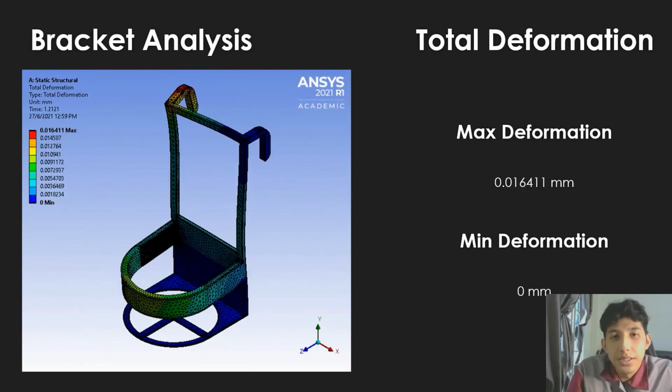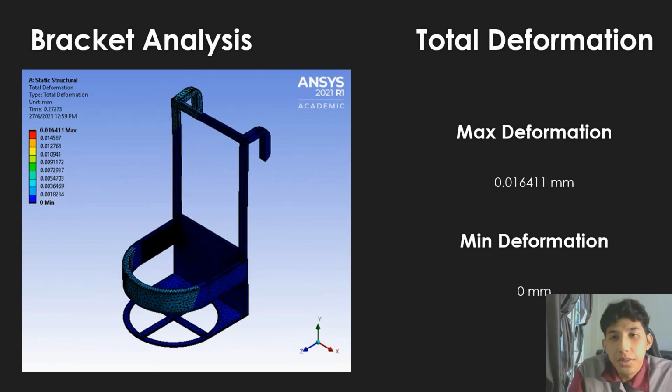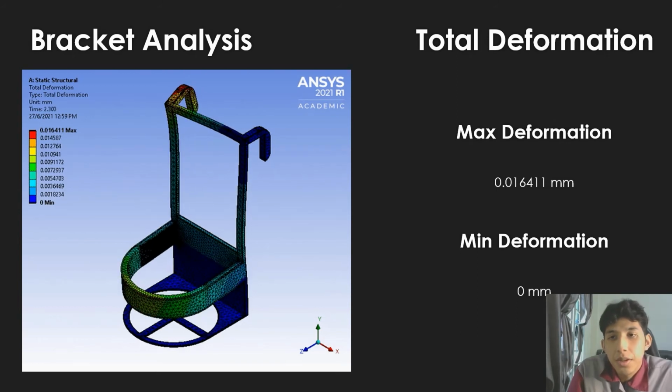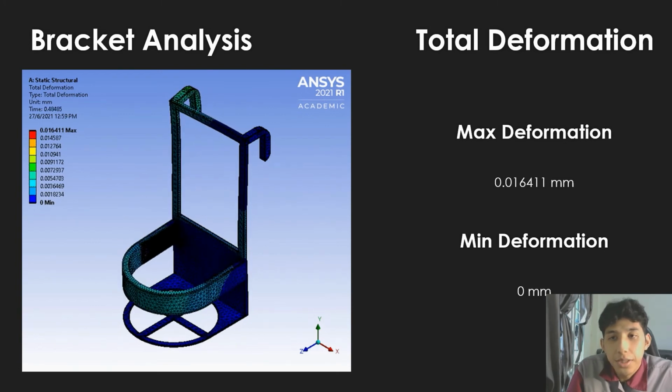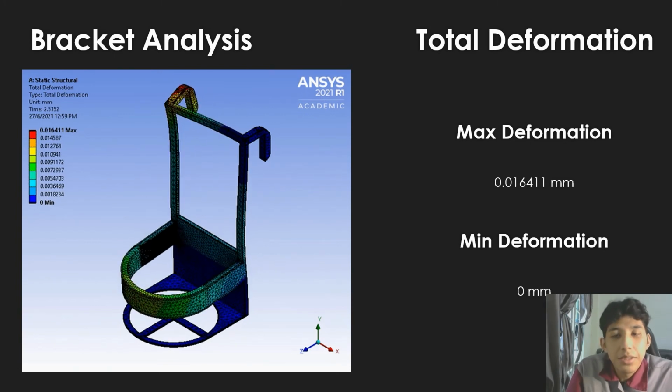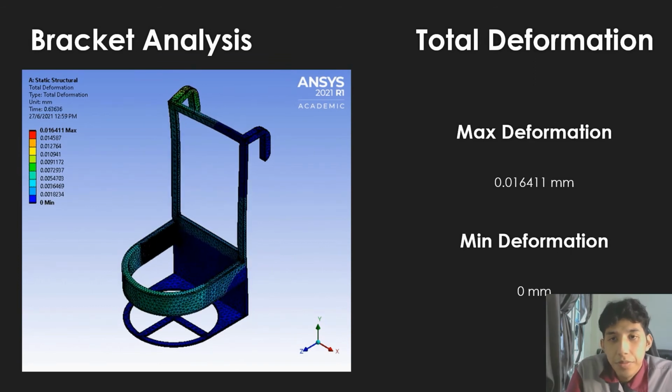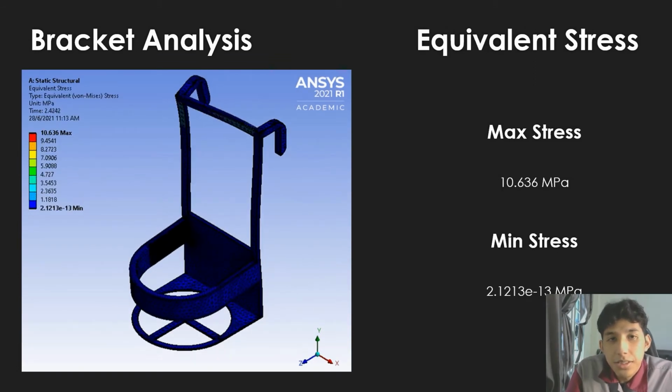Now the bracket analysis. First is the total deformation of our product. The maximum deformation is 0.016411 mm and minimum is 0. You can see the graphical image on the left. Second one is equivalent stress. The maximum is 10.636 megapascal, while the minimum is 2.1213 to the power of 13 megapascal.